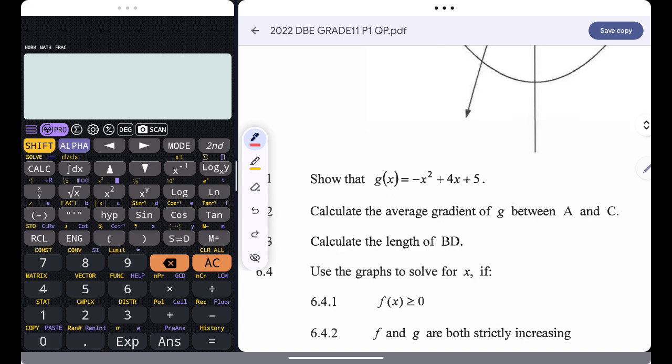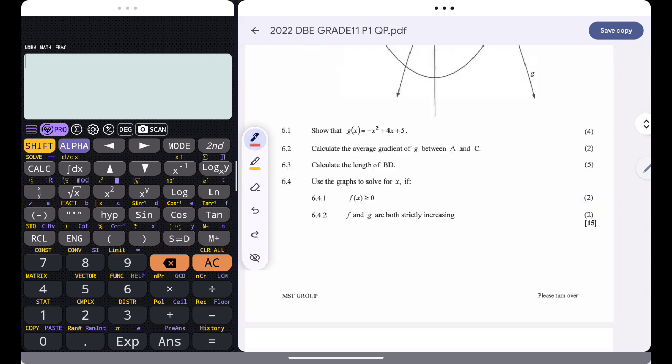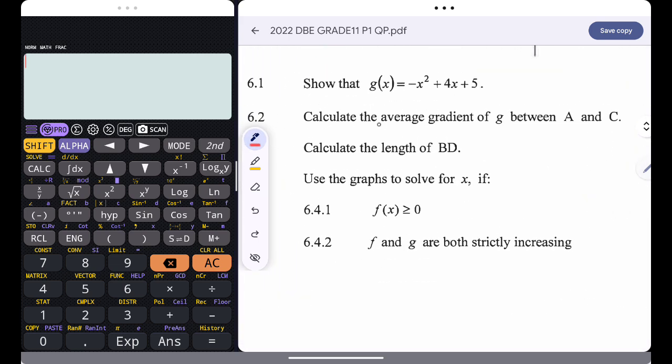So the average gradient between points A and C is just equal to 2.